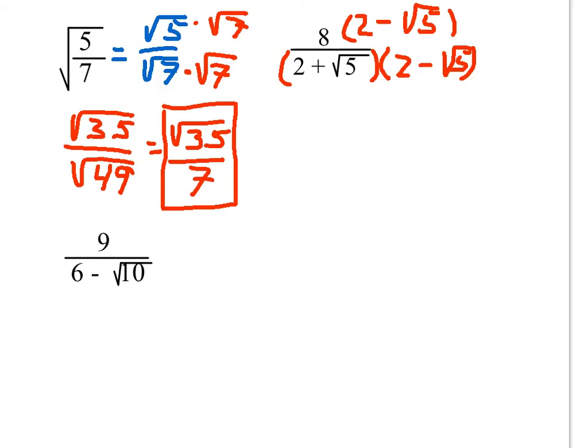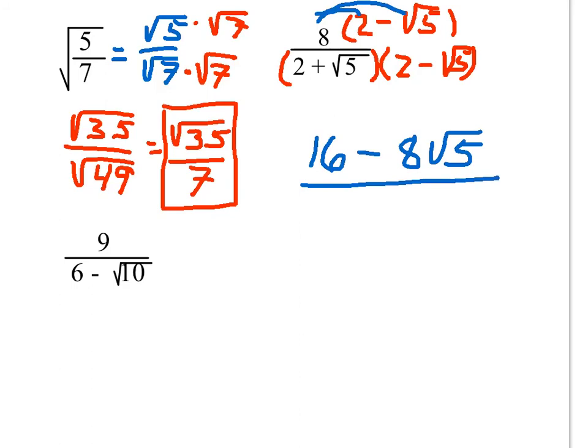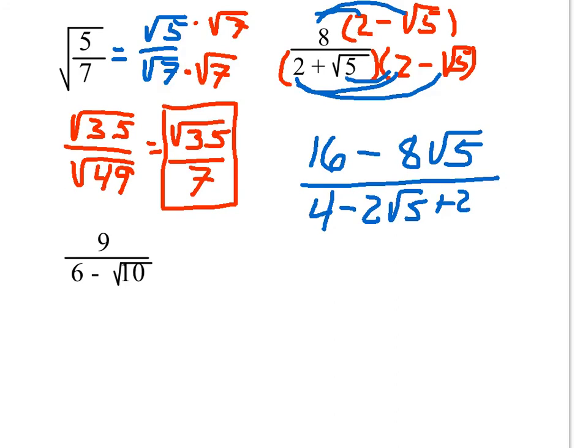So now on the top, we can go ahead and distribute through. 8 times 2 would be 16, minus 8 times the square root of 5 is 8 square root of 5. On bottom, what we're going to need to do is FOIL this out. So first times first is 4. Outsides would be minus 2 root 5. Insides would be plus 2 root 5. And lasts would be negative square root of 25.